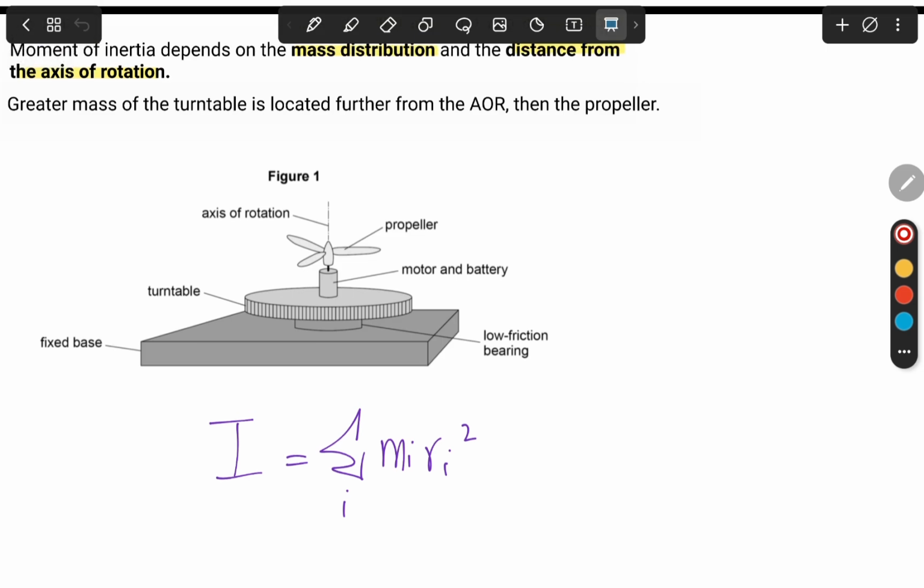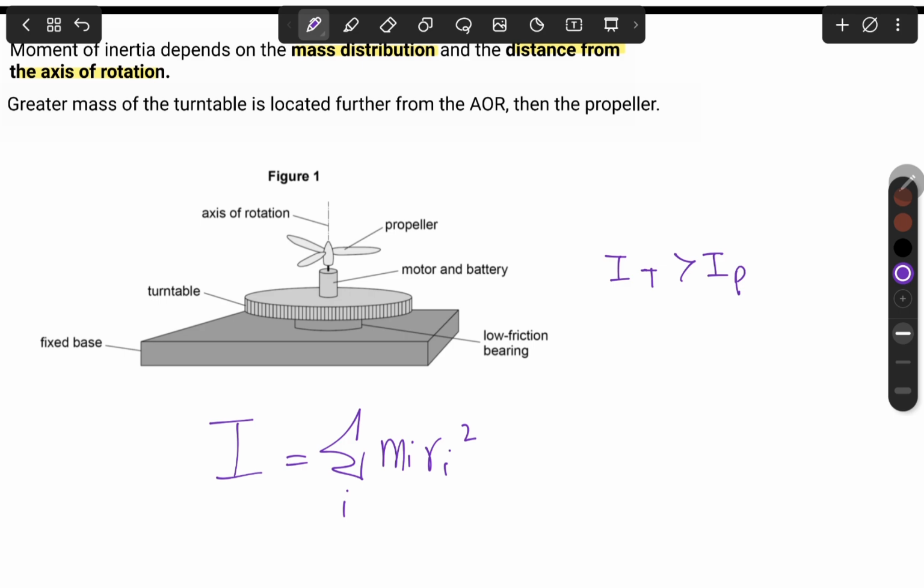Now if a greater proportion of your mass is located further from the axis of rotation, then your moment of inertia will become bigger because it's dependent on that r squared, right? So when r becomes bigger and bigger, so a greater number of masses are further away, the moment of inertia is more. Because of that, we can say that the turntable will have more moment of inertia than the propeller, because there isn't a lot of mass located further from the axis of rotation for the propeller. So the moment of inertia of the turntable is greater than the moment of inertia of the propeller. I hope that's clear.